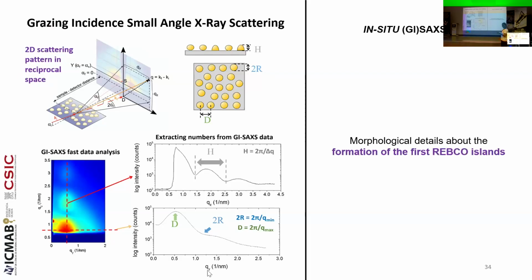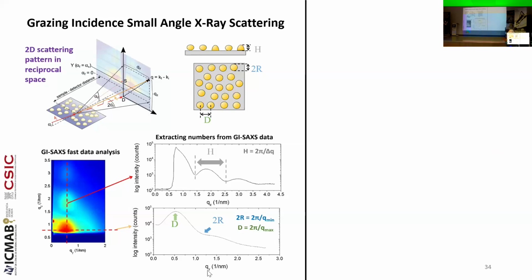So instead of giving the real image in the real space, how GISAXS works is that it measures the physical parameters of these islands, nanoscale objects, and plots them as a function of the scattering vector Q in Y direction and Z direction. And this we can translate to the real dimension in the real space, such as height, diameter, and interparticle distances through these equations, doing some horizontal and vertical cuts of the GISAXS image.